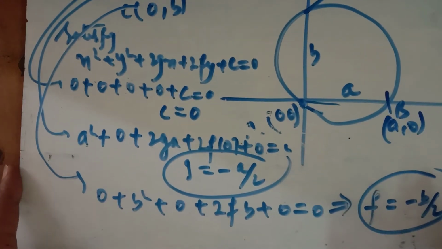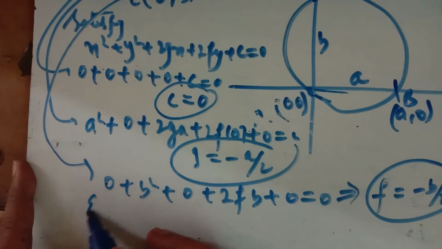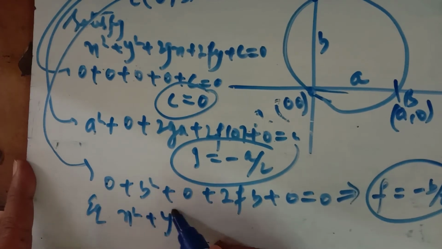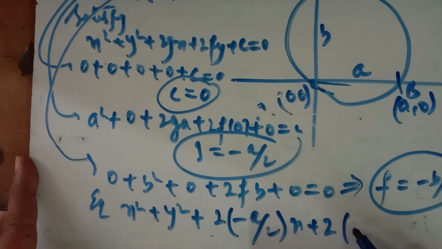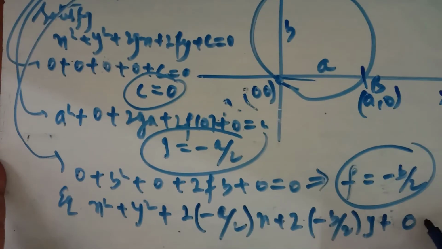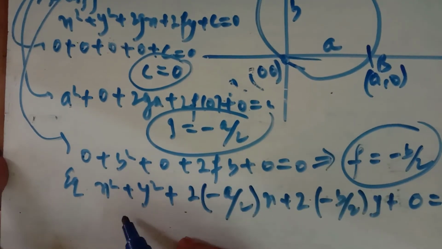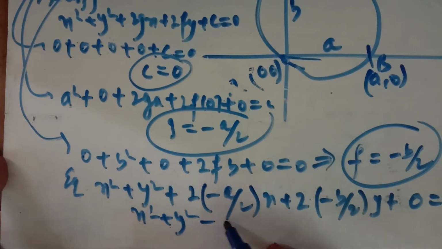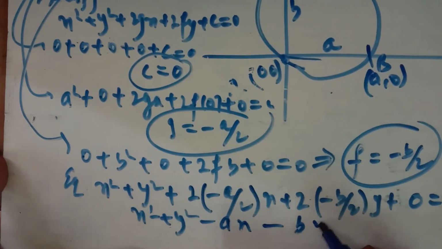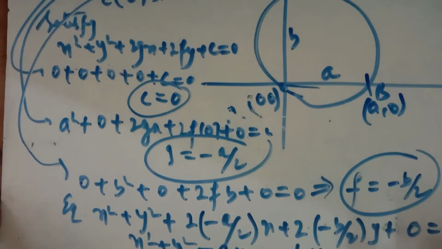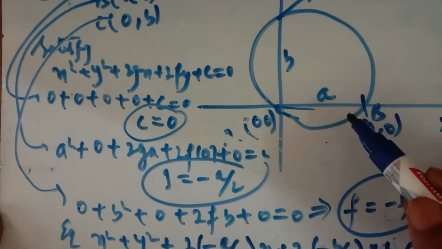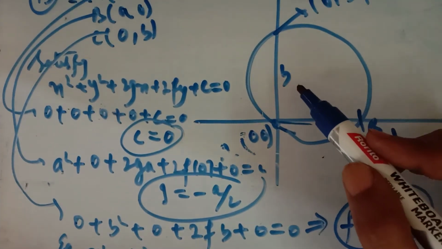These are the values of g, f and c. So the equation of the circle is x square plus y square plus 2gx, तो g की वैल्यू ये है, प्लस 2fy, तो f की वैल्यू हमारे पास -b/2 है और c आपका 0 है. So the equation of the circle is x square plus y square minus ax minus by equal to 0. ये वो इक्वेशन सर्कल है which is passing through the origin and making an intercept of a on the x-axis and intercept of b on the y-axis.